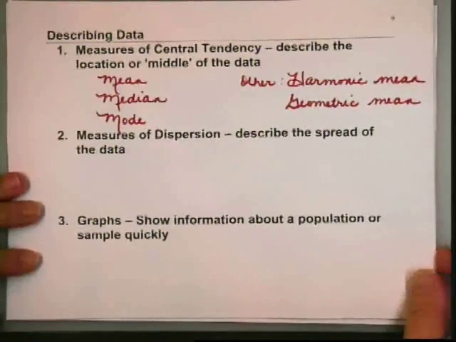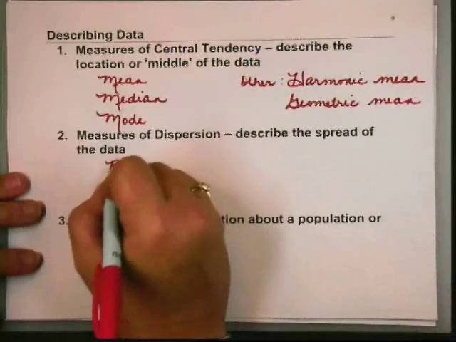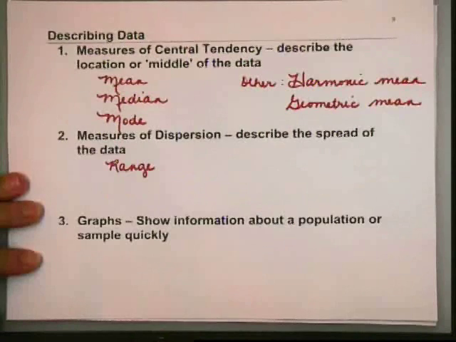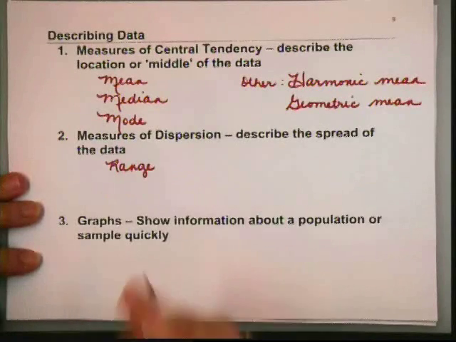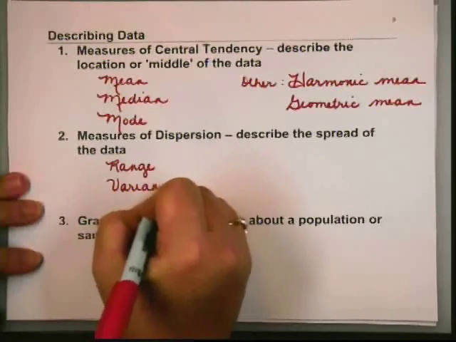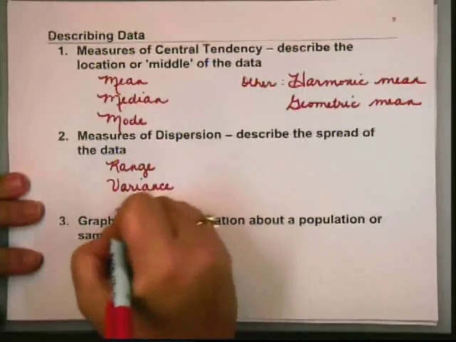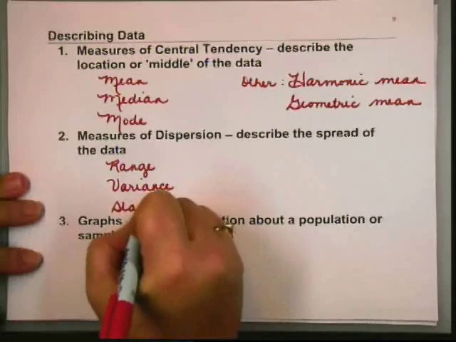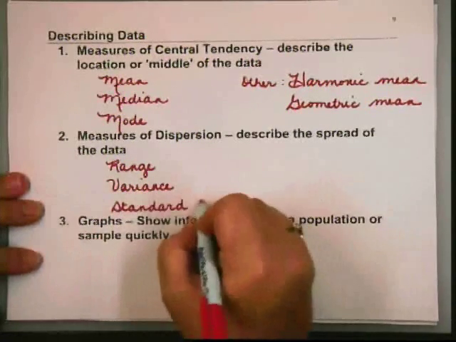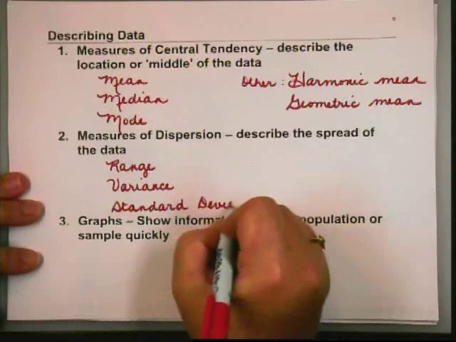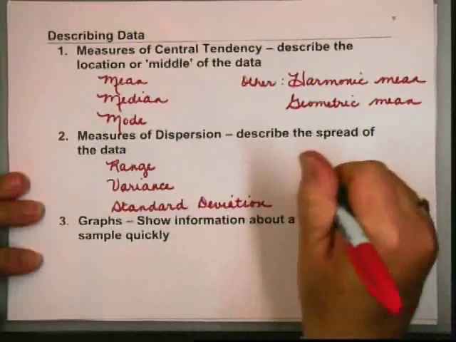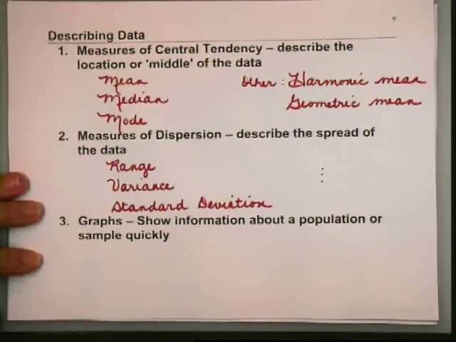Measures of dispersion: how spread out is the data? The simplest way we can think of that is the range of the data. What's the high score, what's the low score, and the range would be the difference between them. We talk about variance or standard deviation. When we get into the measures of dispersion lecture topic, we'll have a few more of those to go through.